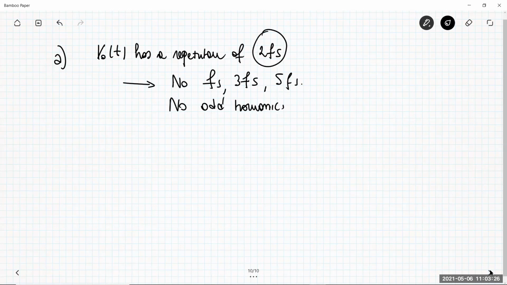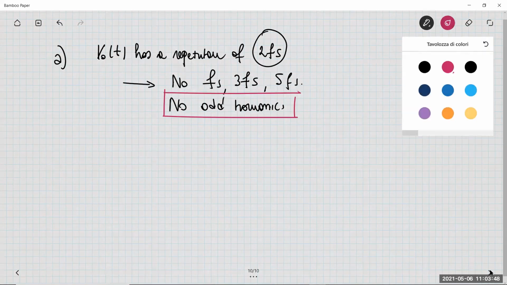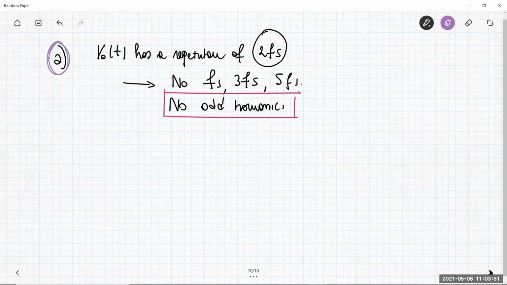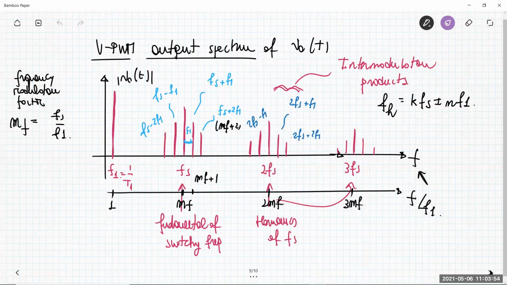Since my switching output frequency is 2 times Fs, you can have only 2Fs as a fundamental, and then you have harmonics of 2Fs. So you have 4Fs, and then you have 6Fs, etc. But you have no odd harmonics. Okay, so let me use the purple one for this A. So it means that, for example, you cannot have this one. Let me dash it here. You cannot have this one due to that.